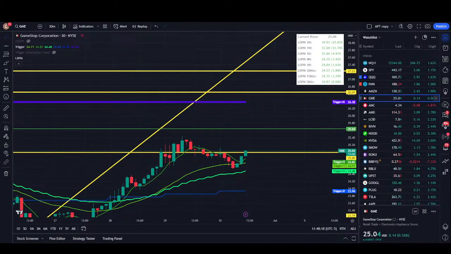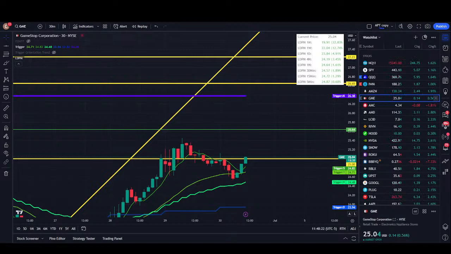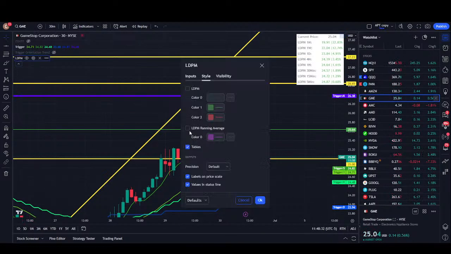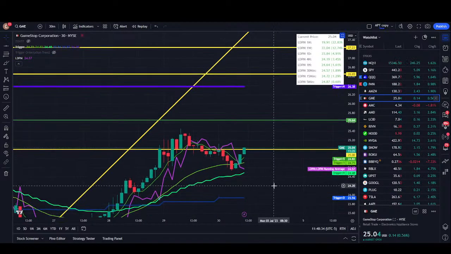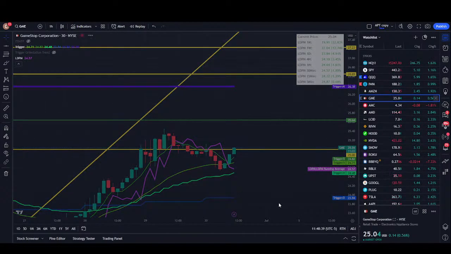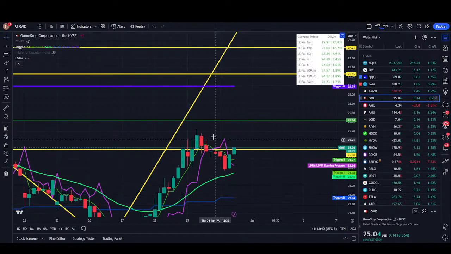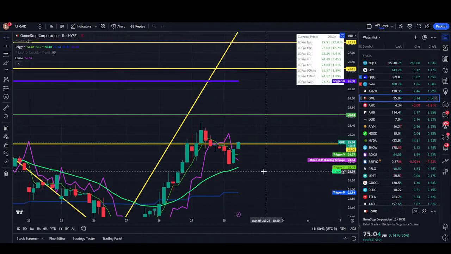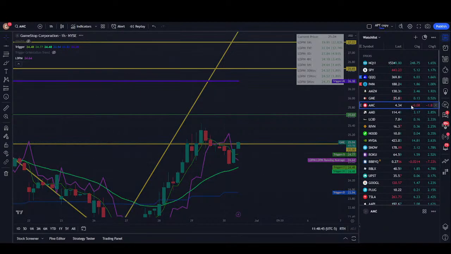All right, so it's 12:48, and GME's at 25:04, so as long as we can close above 25 at 1 p.m., we should be looking at a nice push higher. LDPMs are green, which is very encouraging. And the 30-minute LDPM moved below price. 1 hour probably also did. Yeah, okay. All right, so let's go over to AMC.